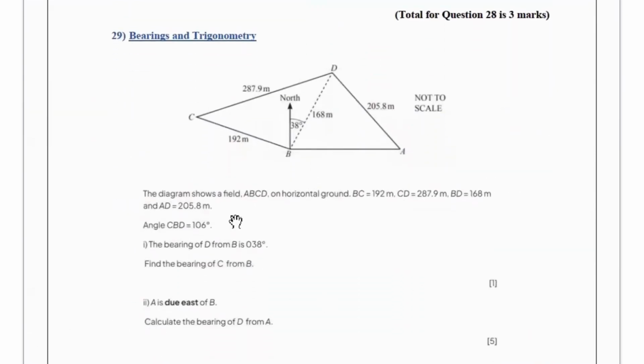Then bearings. The diagram shows a field ABCD on horizontal ground. BC is 192, CD is 287.9, and BD is 168. AD is given as 205.8. Angle CBD is 106, so this entire angle is 106. And the bearing of D from B is 38. Find the bearing of C from B.